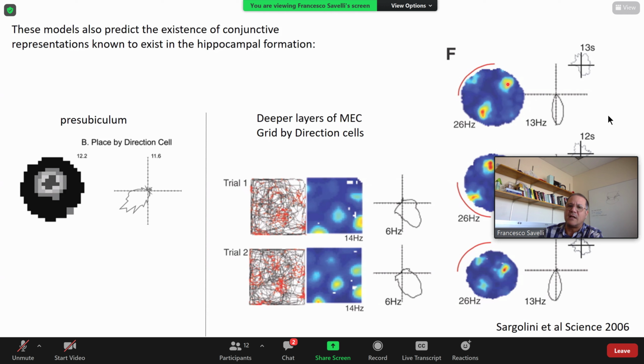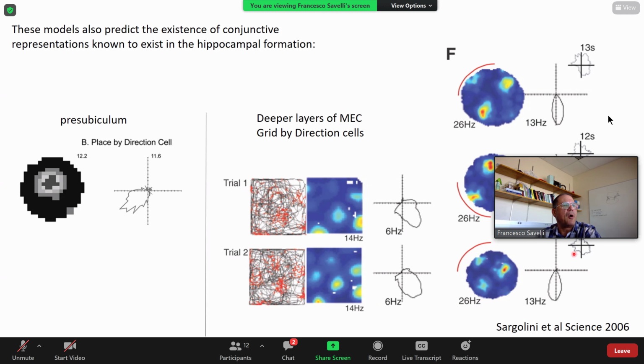And so these cells have been reported. These cells here in presubiculum, chances are that those are also grid cells. It's just that people were traditionally recording from a smaller environment. And as you know, if the environment is small, you're not going to see the grid. You're going to see only one vertex.